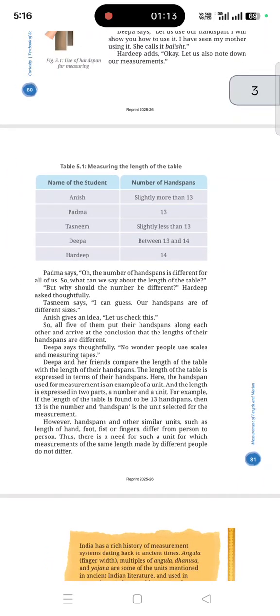So they guessed that in older times this was the kind of measurement which farmers or their grandparents used, but right now it is not a universal or standard system. Why? Because it changes for each individual. So they compared lengths with the help of others. They expressed the length of the table in terms of handspans, so the handspan was a unit. But in this case, if it is said to be 13 units in handspan, it will differ for others, such as the length of hand, foot, fist and fingers varies from person to person.